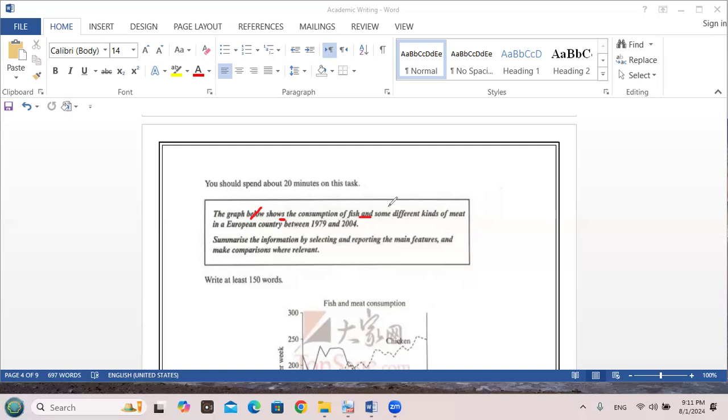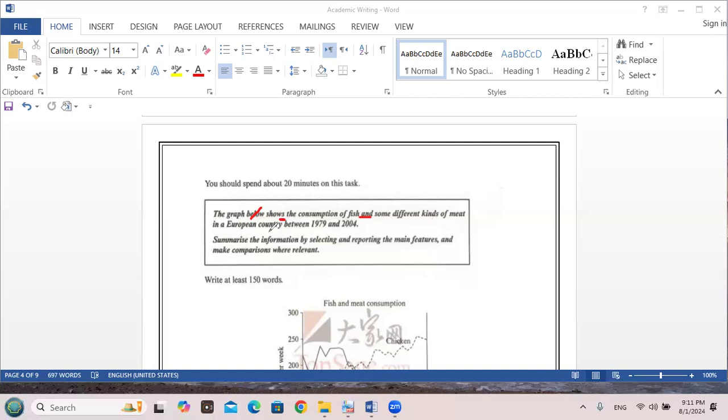Remove some, we don't need it. Some means like 3 or more, but you can, different kinds of fish. You can write various types of meat, or you can write them. You can write fish, chicken, beef, and what else? And lamb. So instead of writing some different kinds, you can just write them. Again, you don't include any personal opinions here. And you're supposed to follow all the details mentioned or shown in the graph.